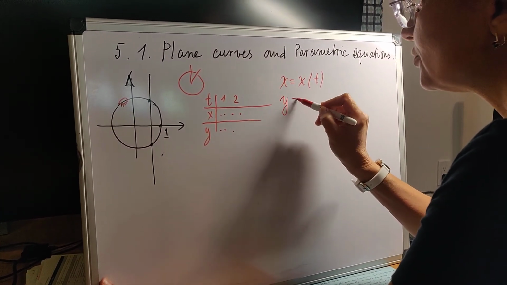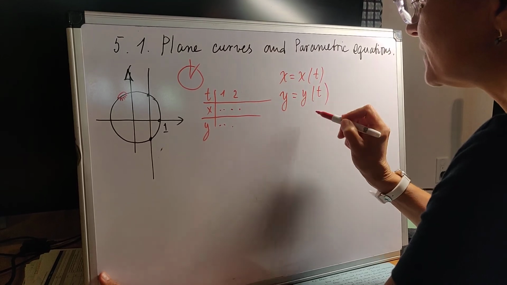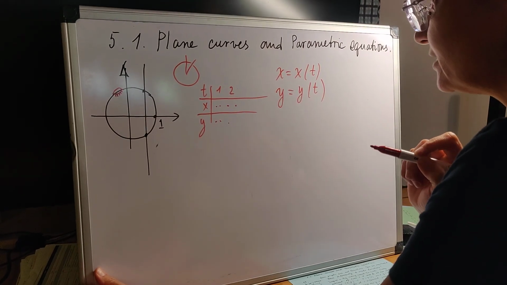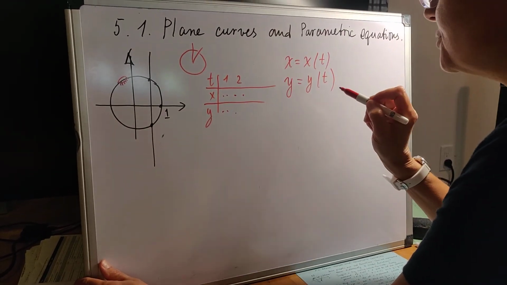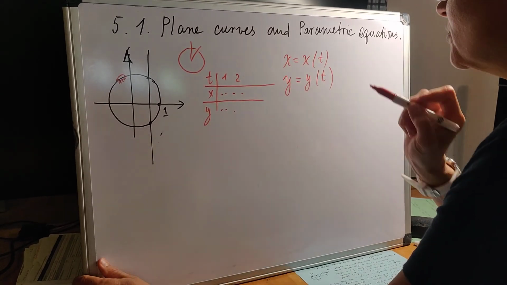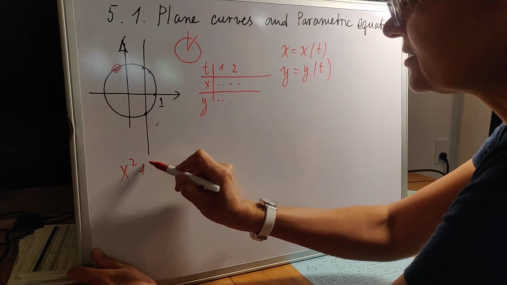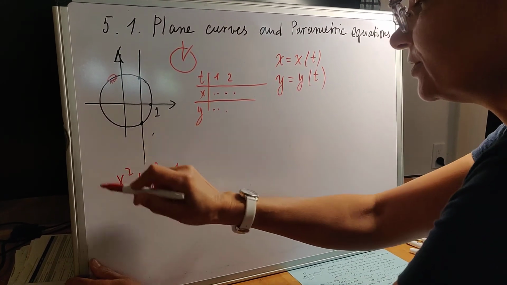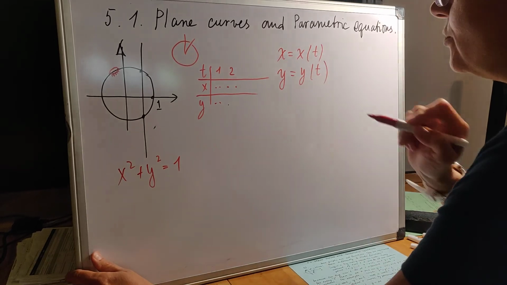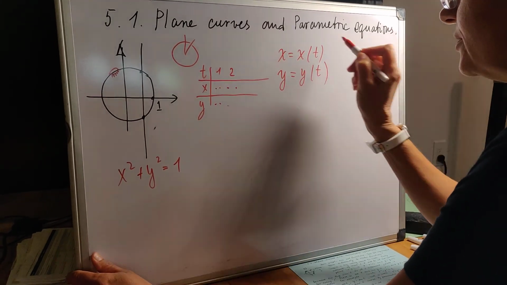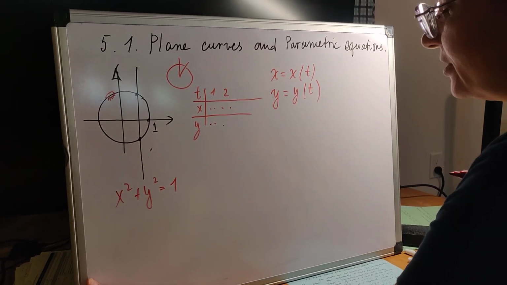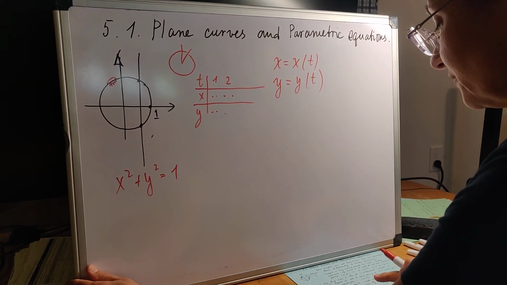The same is going to be true for y. y of t is going to be a function too. Again, same reason, the ladybug cannot be at two different places at the same moment of time. Instead of one equation, which was looking like this, x squared plus y squared equals 1, the equation of a circle, we are going to have two equations. But these two equations are going to be functions, and they're going to be more convenient for us to use.